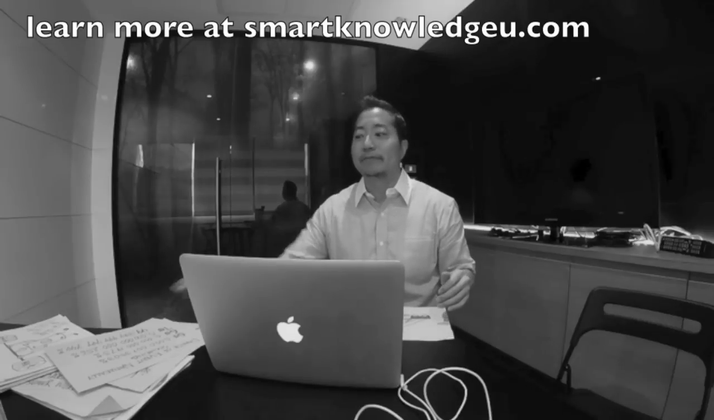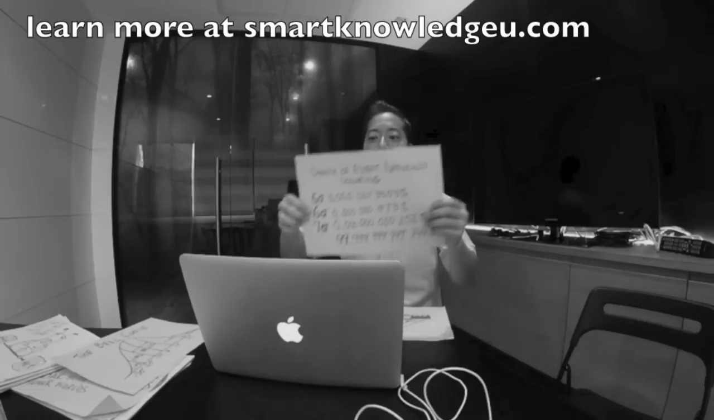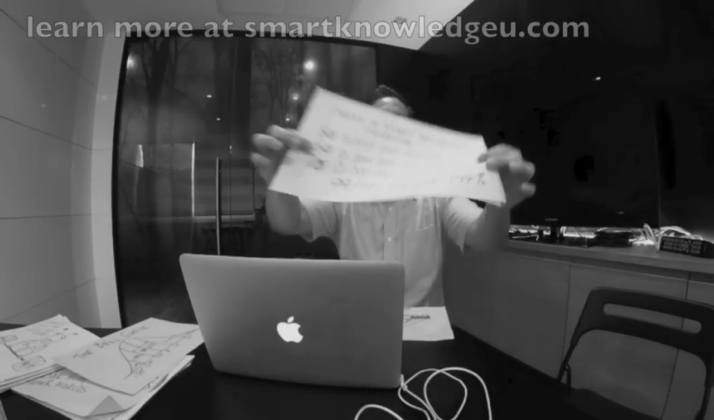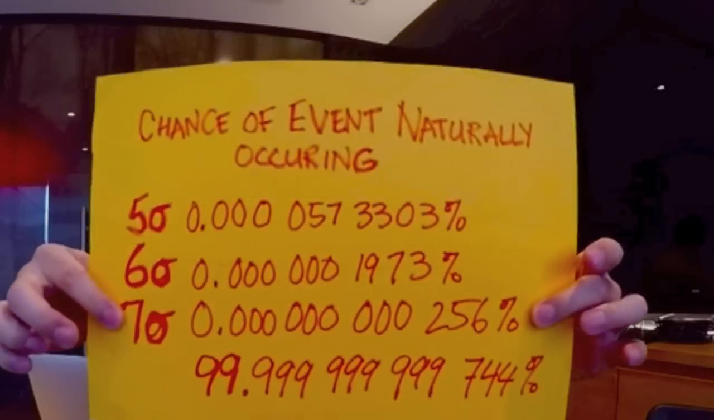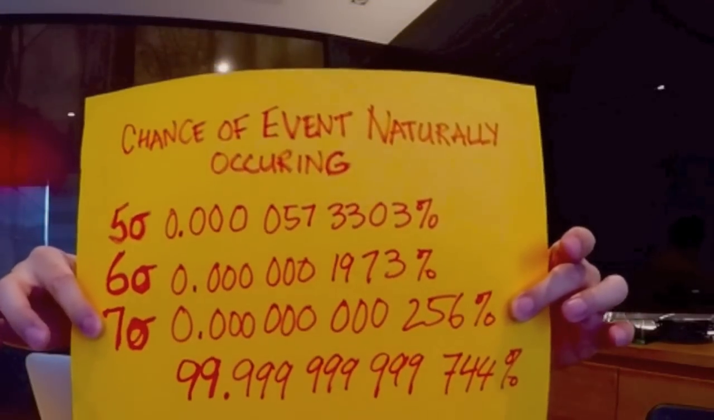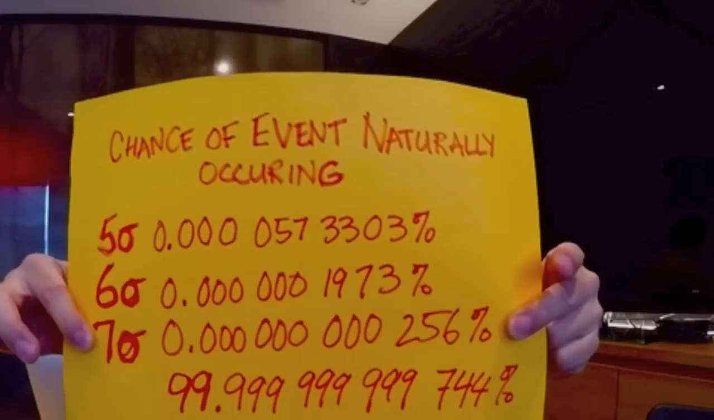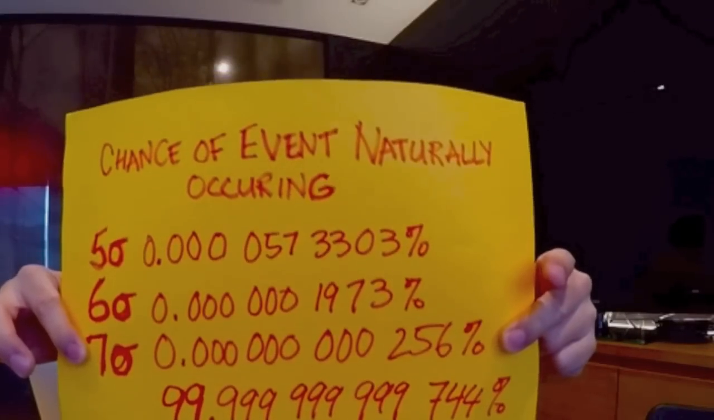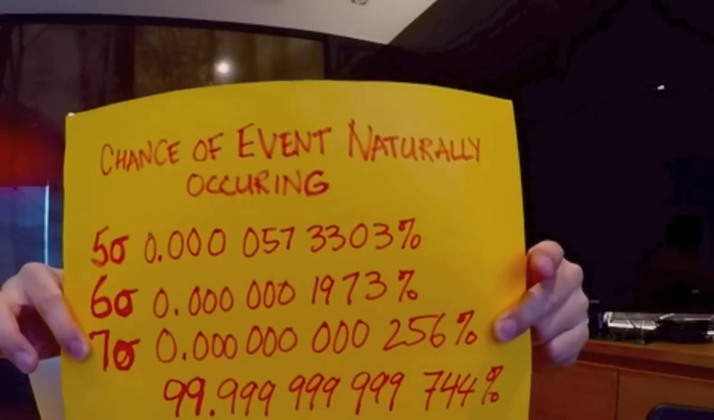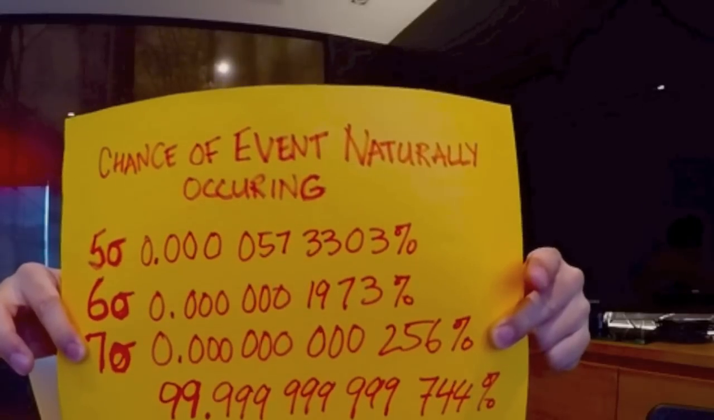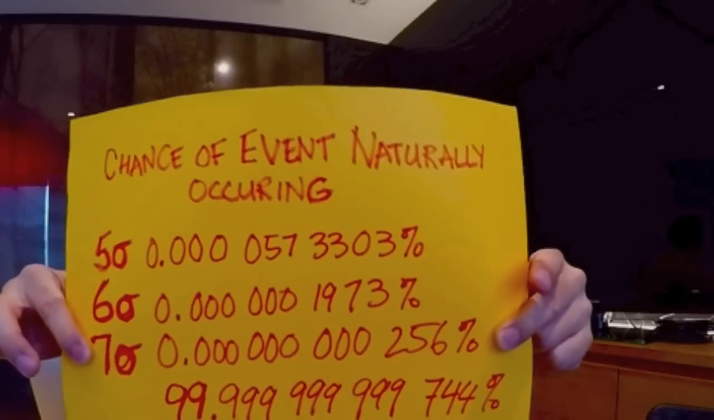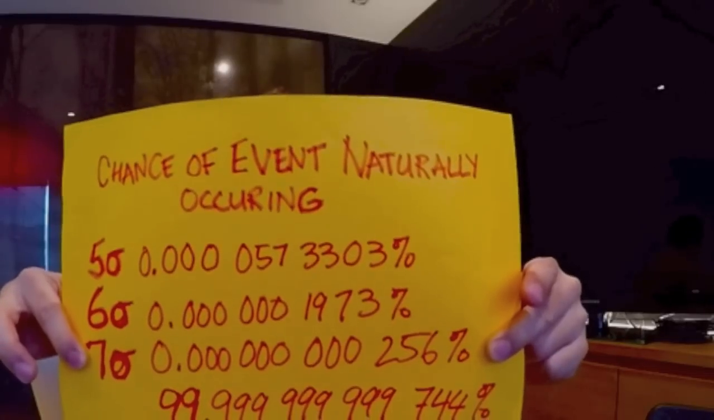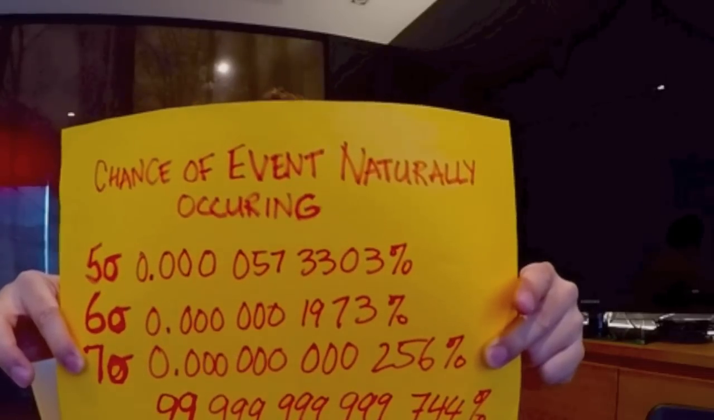So let me remind you what the probability of that happening naturally is. And here it is. If you can see the 7 sigma move, the probability of this being natural would be 0.0000000000256%. So another way of stating this is that there was a 99.99999999744% chance of it not occurring, but yet it did occur.